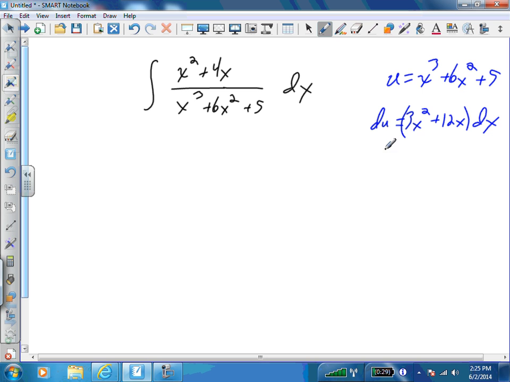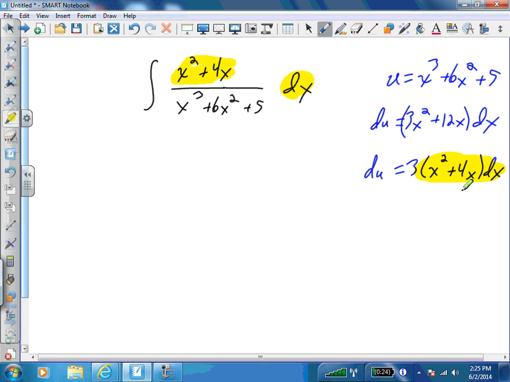Factor of 3. Could do that. Both of those have a 3 in them. And if we factor that 3 out, notice that in our problem we have x squared plus 4x times dx. Well, that's almost exactly what we have here.